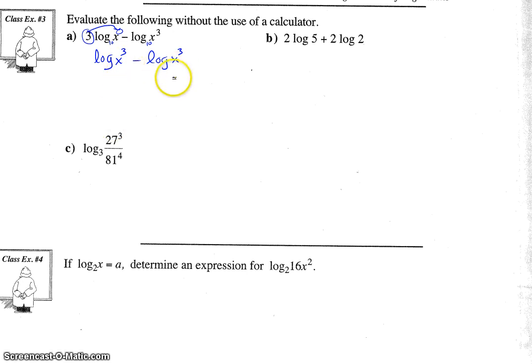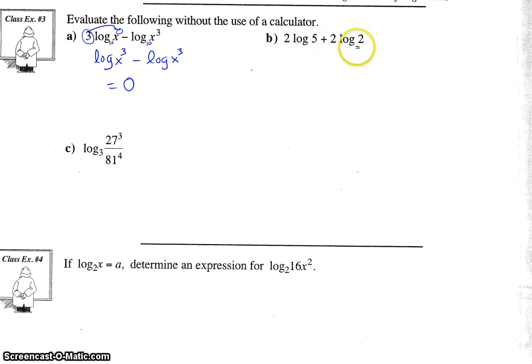We could use quotient law and combine those, but let's use our brain here. Log x cubed minus log x cubed. What will that equal? Yeah, that's right. What's 5 minus 5? 0. What's 2 minus 2? 0. What's log x cubed minus log x cubed? 0. Yeah, good.